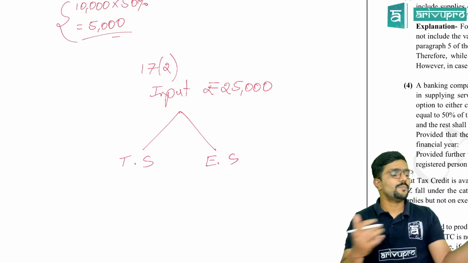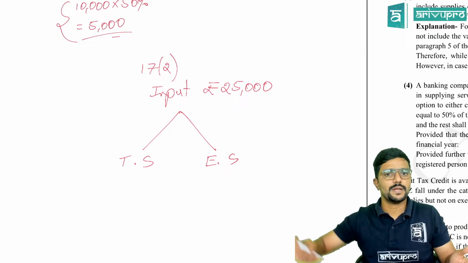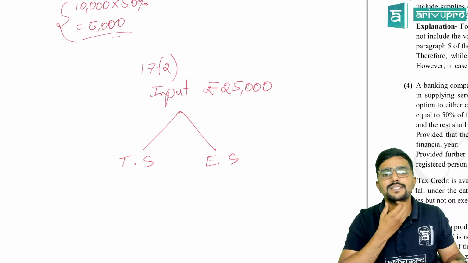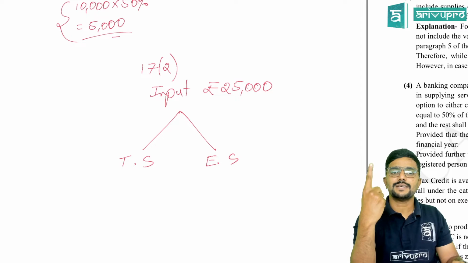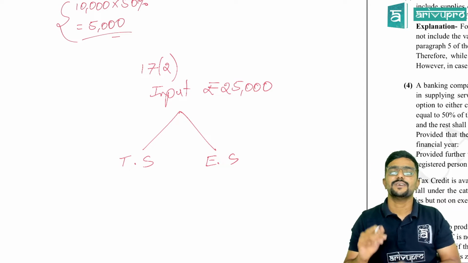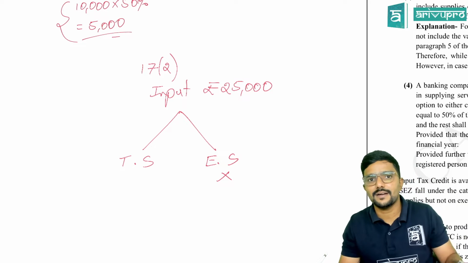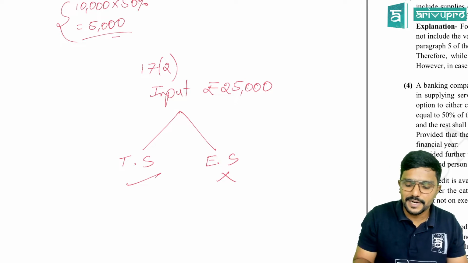I repeat, you have purchased an input which you are using to provide outward supply. One outward supply is taxable, the other one is exempt. You are supplying two output goods. One is taxable, one is exempt under GST. In that case, with respect to exempt supply, you cannot claim any credit. Yes, sir. But with respect to taxable supply, you can claim credit.